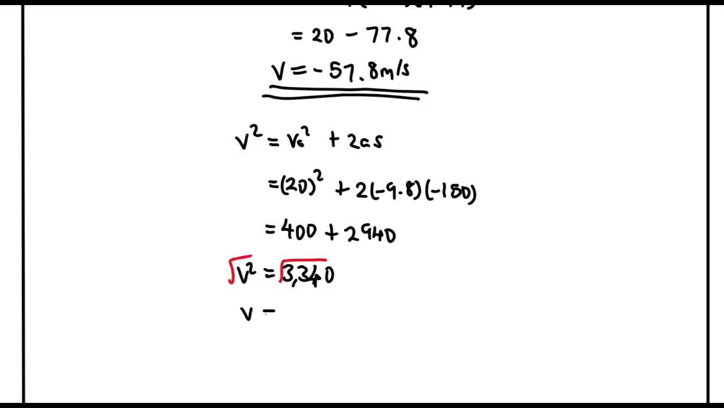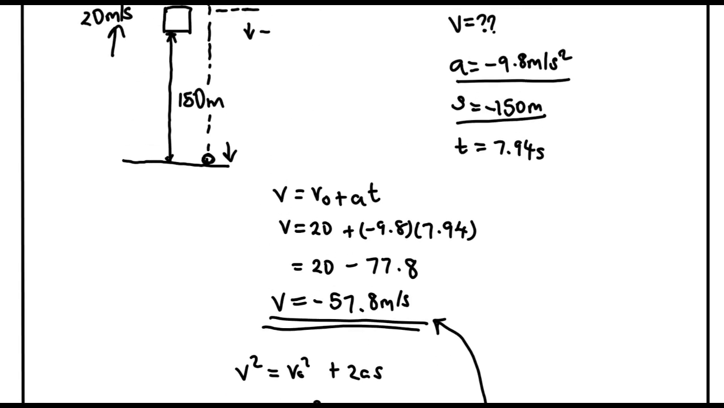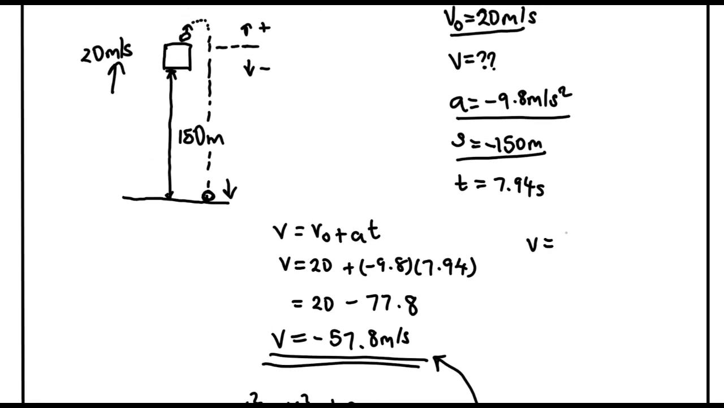This becomes velocity is equal to 57.8 meters per second. Now our answers are the same numerically, but one has a positive and one has a negative. Well, for the second one, we just have to say velocity is equal to 57.8 meters per second downwards. So because we know it's coming down in this direction, then we'll put downwards. But for the other one, it gives us the answer negative 57.8 meters per second.